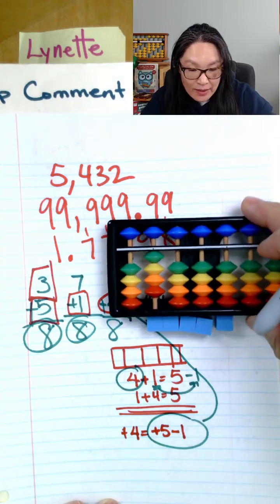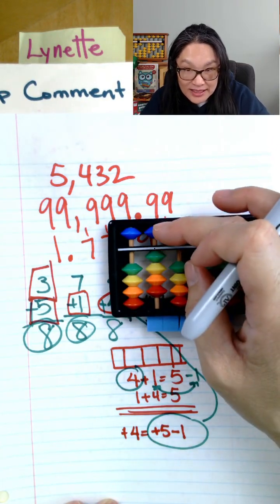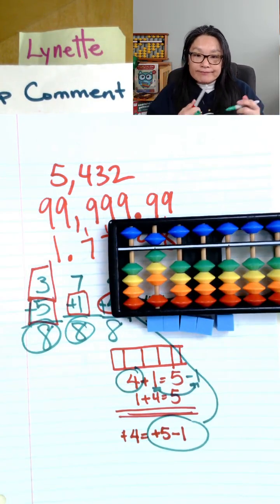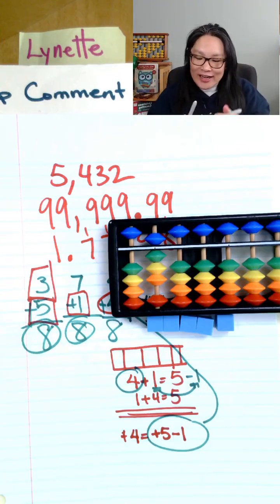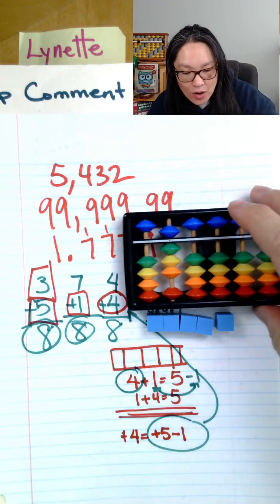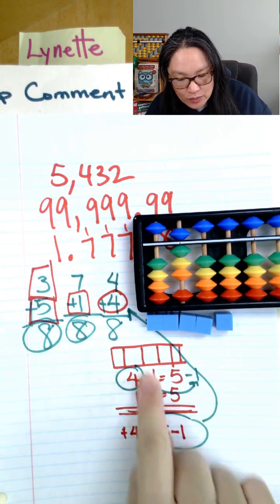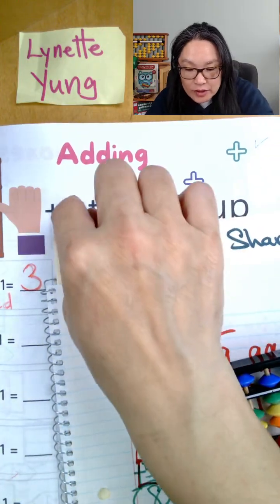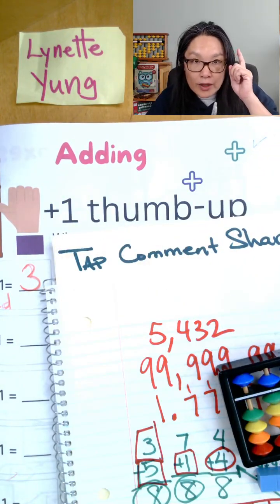So on my abacus, I'm going to plus the 5 and I take away the 1. And so my answer is 8. And now we can do the happy dance, right? We can do the happy dance because now we understand that this is what we're doing. So this is the reason why I break it up into specific numbers of the process.